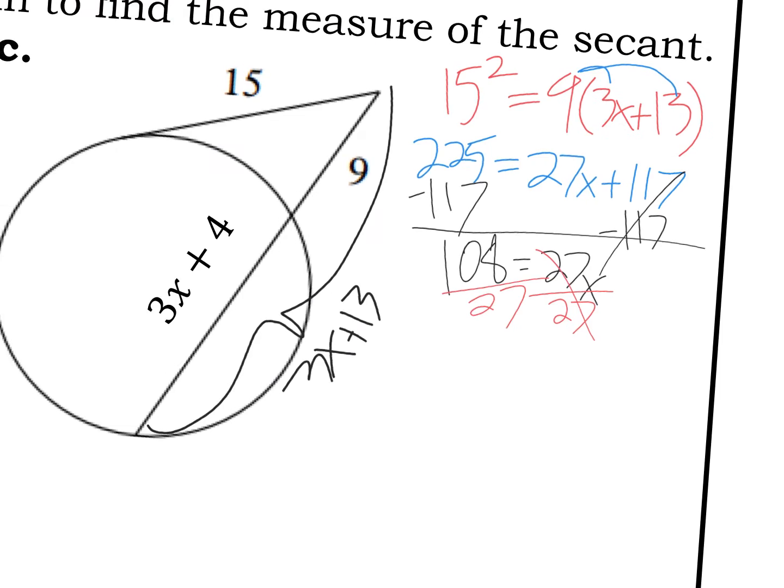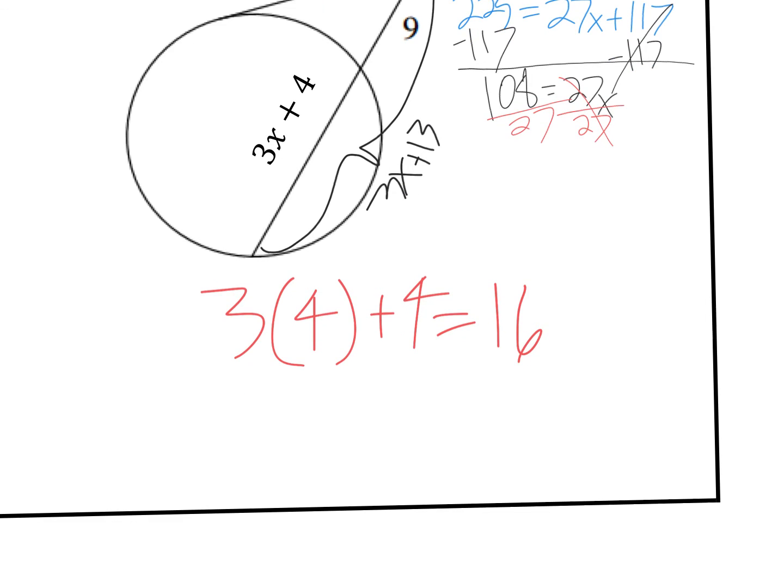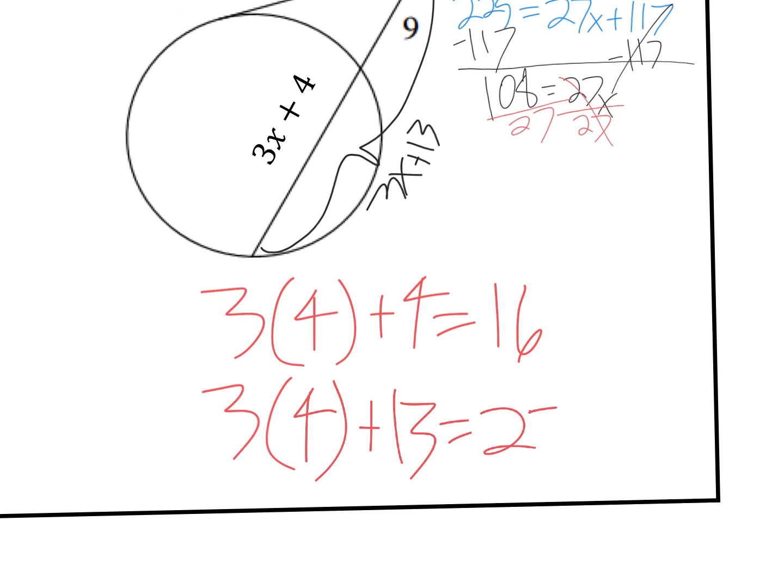And now let's plug it back in to figure out the length of the secant segment. So we have 3 times 4 plus 4. So 3 times 4 is 12. 12 plus 4 is 16. And then if we want the whole thing, we just add 9 to it. That's 25. Or you could also just plug it into the 3x plus 13, which is what I'll do right now. So I'll say 3 times 4, 12, plus 13 is 25. So that's the length of my missing segment there.